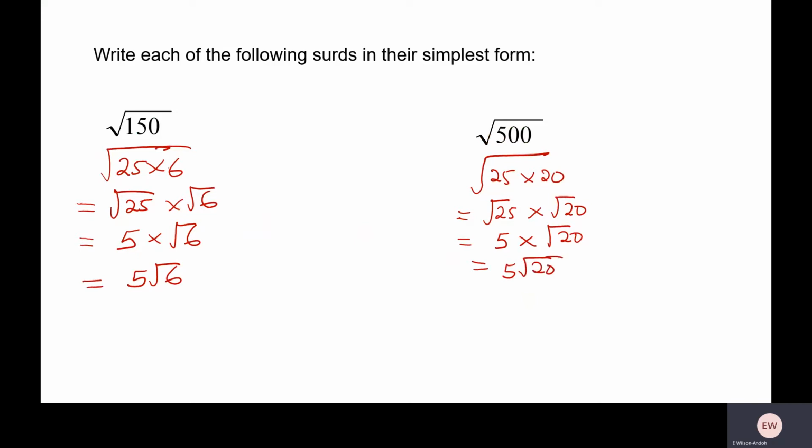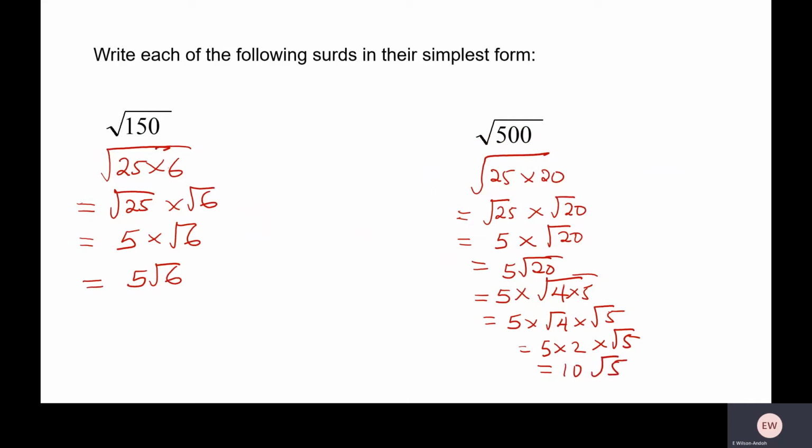Let's check the number in the square root. So the number is 20. 20 can still be simplified. And the square number is 4. So we write this as 5 times root of 4 times 5. And this is equal to 5 times root 4 times root 5. And this will give us 5 times 2 times root 5, which is equal to 10 root 5.